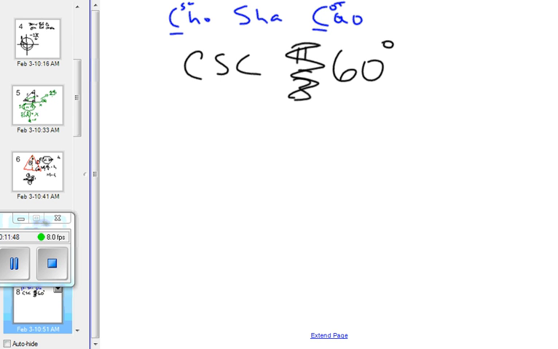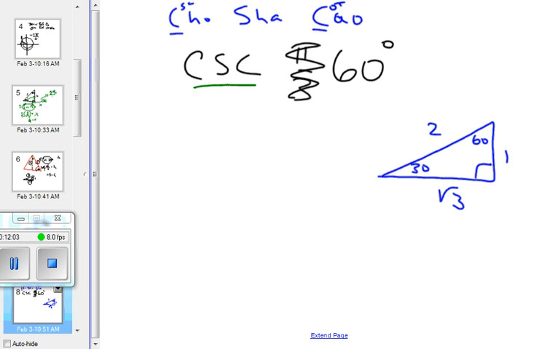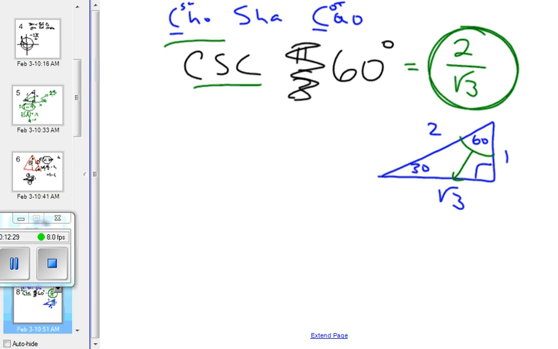So now I need my reference triangle because I just need to do a hypotenuse and an opposite and do something with them. So I need my reference 30, 60, 90. Here's my 30, 60, 90: 1, 2, square root of 3. And then I go, okay, cosecant is hypotenuse over opposite. From the 60's perspective, the hypotenuse is 2, over the opposite, which is root 3. And there we go. 2 over root 3. That's if you use CHO-SHA-COW.